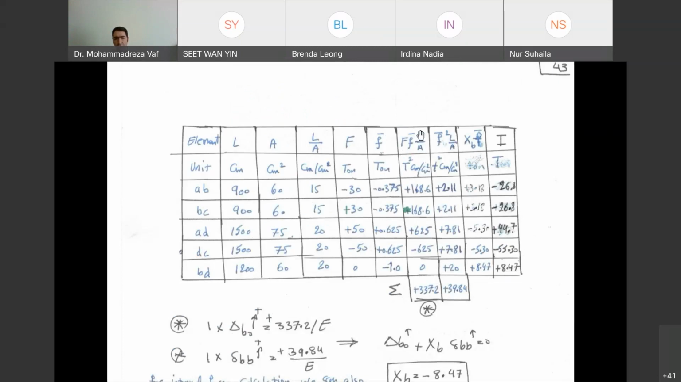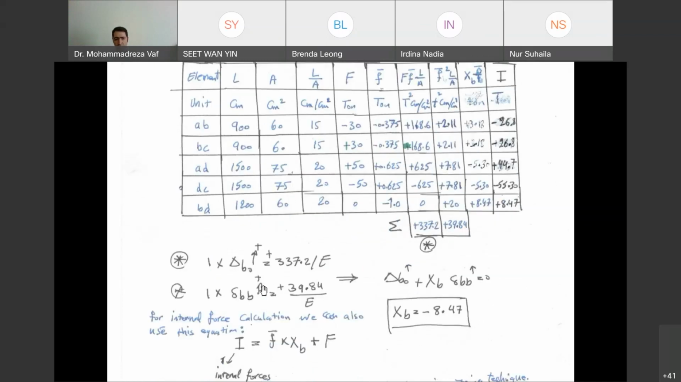So right now that you have F F bar L over A and F bar power 2 L over A for all elements, you need to just sum up because we have that sigma in our equation. So you sum this one plus this one plus this one, you get this, and similarly for F bar. If you divide this value by E, as we have done here, you get delta V0. If you divide this value by E, you get delta VB. So the moment that you get delta V0 and delta VB, we can put it inside our compatibility equation, and then you get XP.